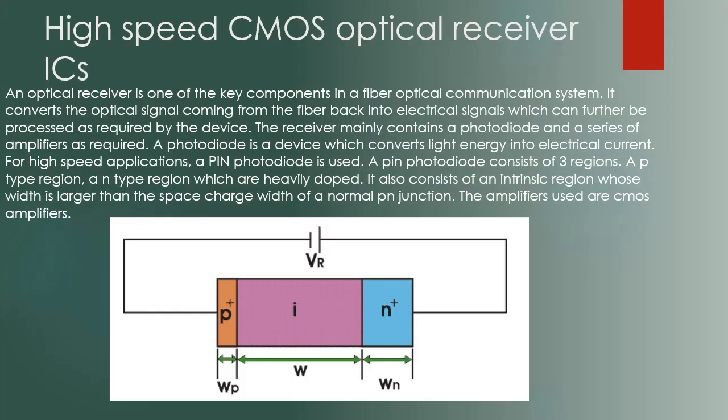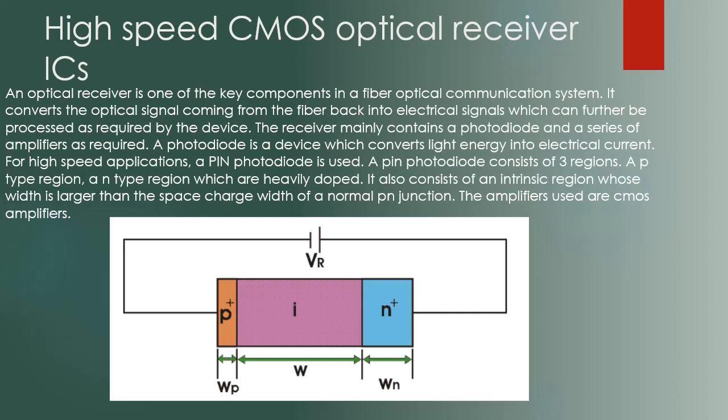So this is a high-speed CMOS optical receiver IC. An optical receiver is one of the key components in a fiber optical communication system. It converts the optical signal coming from the fiber back into an electrical signal, which can be further processed as required by the device. The receiver mainly contains a photodiode and a series of amplifiers as required. A photodiode is a device which converts light energy into electrical current. For high-speed applications, a PIN photodiode is used.